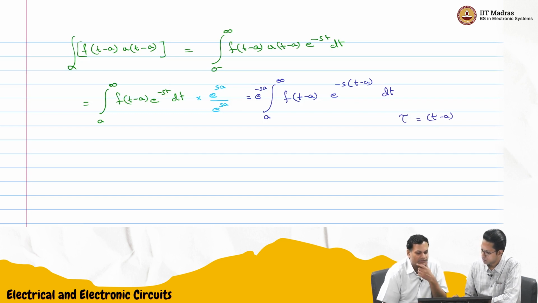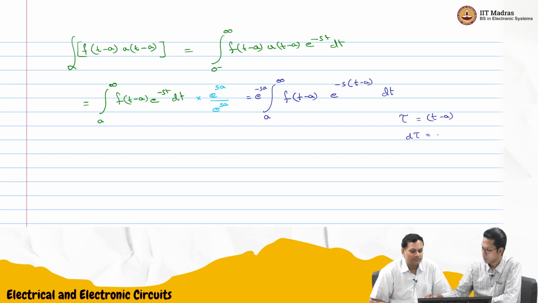Then what happens? Now we have this: this is f of tau, this is e power minus s tau. We have to find out dt. d tau is dt, no? Because a is a constant, differentiating both sides. a is independent of time.